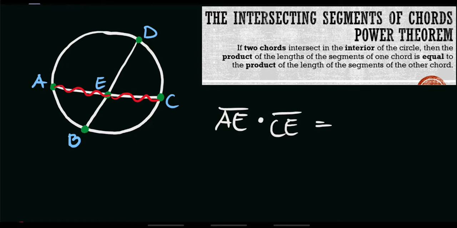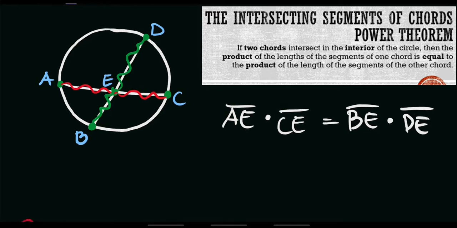Automatically equal yan sa kabilang segments na nabuo. So, we have BE, okay? So, yung line segment BE, multiply naman natin sa karugtong niya, which is ED or DE. So, we have DE. Automatically, yun yung magiging working equation natin if you encounter some problems like this. Okay? So, let's try to answer our first example.